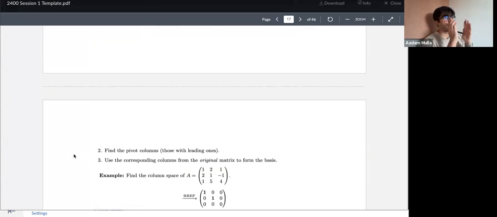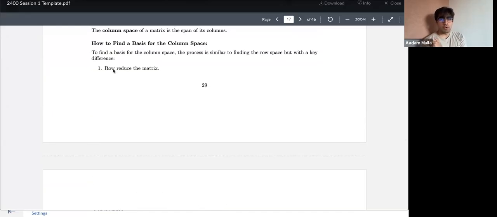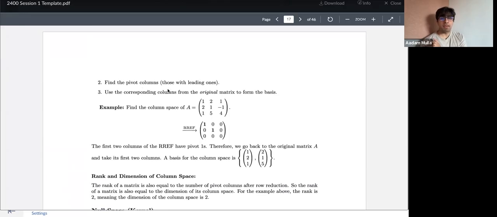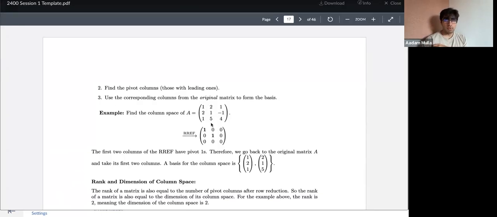Okay, column space, similar idea. It's just the span of the columns of your matrix. What you do, however, is you row reduce the matrix and find the pivot columns. So you don't look for non-zero rows, you just look for pivot columns. Let's say we have our matrix here. We row reduce and take these pivot columns. So we know we're going to be dealing with the first column and the second column, but we don't take those columns. We go back to the original matrix and find their locations, and we take the original columns that are in those places. That makes sense?